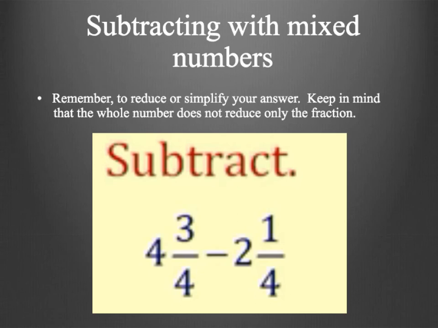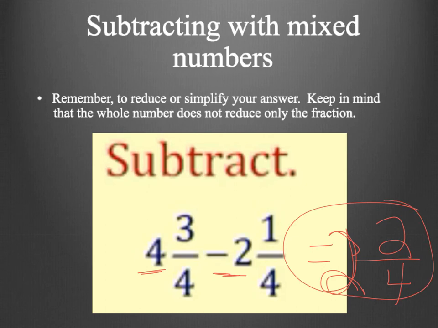Okay, so hopefully you paused the video and you solved the problem and you said, okay, 3/4 minus 1/4, they have the same parts. I know that that denominator is going to be 4. 3 minus 1 is 2. That's pretty easy. And I'm looking at my whole numbers here. 4 minus 2. Well, 4 minus 2 is 2. So I have 2 and 2/4 as my answer. That is perfectly correct.